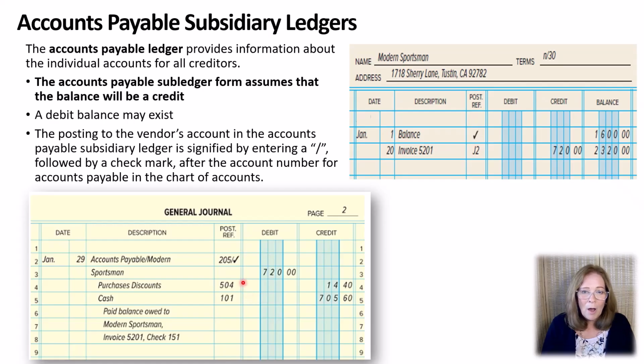So the name of the vendor after the accounts payable account tells us that we have subsidiary accounts, and then the posting reference shows the general ledger account 205 for the accounts payable account, followed by the check mark to indicate that the amount was also posted to the subledger account for Modern Sportsman.